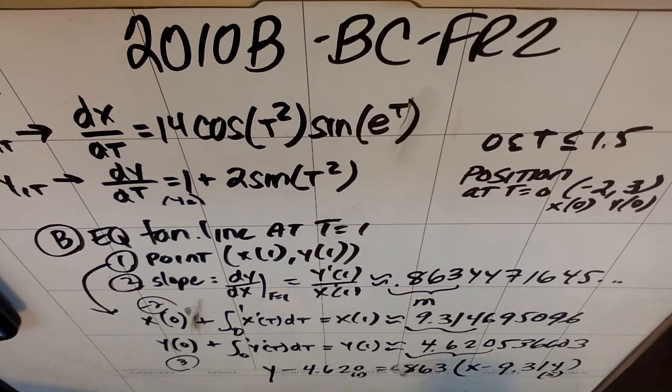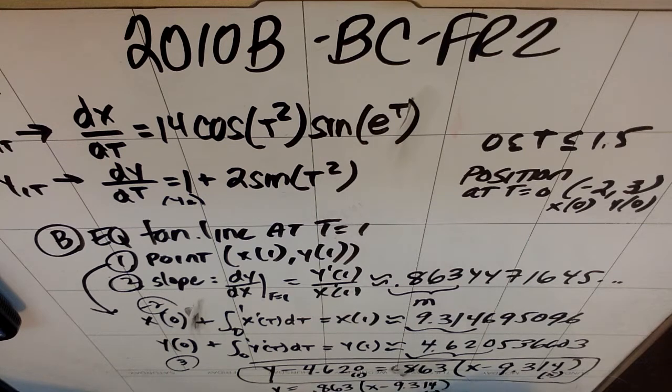Now, they didn't ask you to solve for y. If you wanted to solve for y, I would suggest just adding the 4.620 over, right? But that's the equation of your tangent line, right? Or y equals 0.863 in parentheses x minus the 9.314 or 5, and then outside of that, I'd add the 4.620, or it could be a 1. So either of those are fine, but that's the equation of your tangent line.